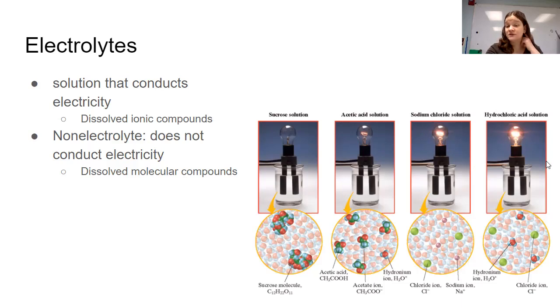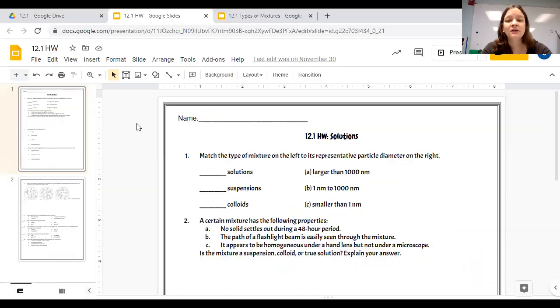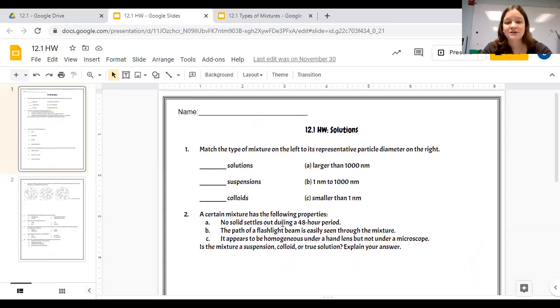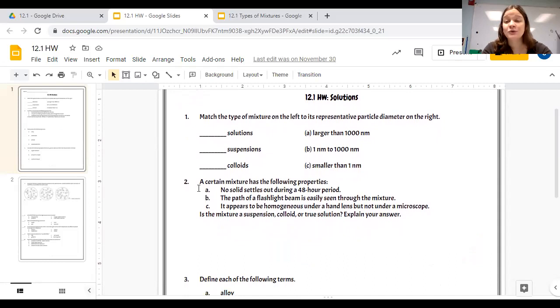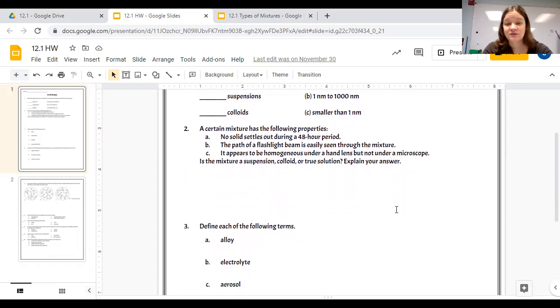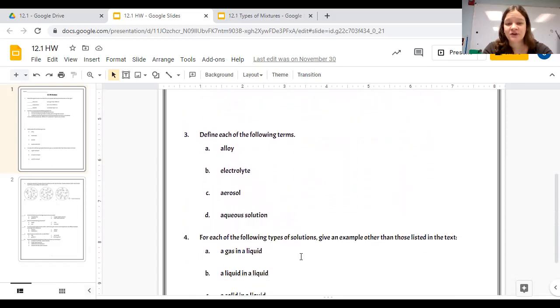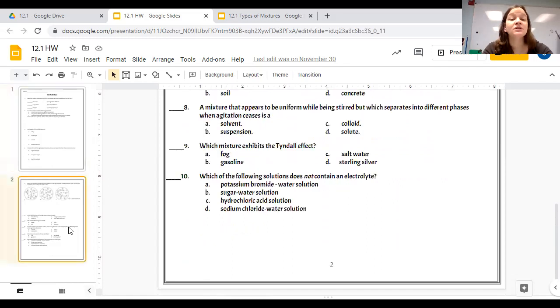Okay, so that is the end of lesson 1. Okay, the homework is pretty straightforward for this. So you're matching at the top, and then for question 2, this is not multiple choice. It's giving you 3 properties, and it wants you to decide if this is a suspension, colloid, or solution, and explain your answer. Okay, give some definitions, give an example you can look in your book.